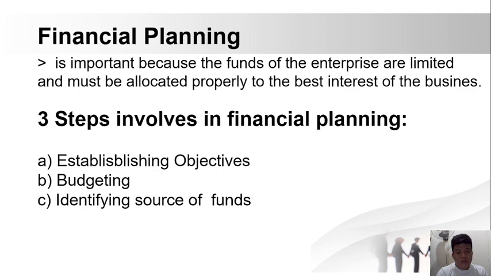Third, identifying sources of funds. There are several ways of financing a business enterprise. First is income from sales. Second is the owner's money and sales of shared stocks. Third, borrowing from friends, relatives, and financial institutions, and issuing of bonds. Fourth is sales of some property of the enterprise as a last resort.